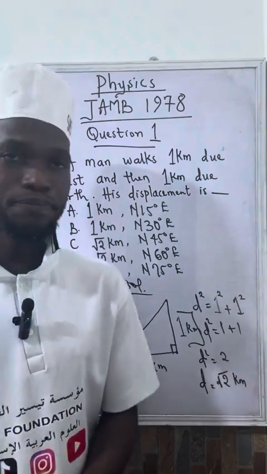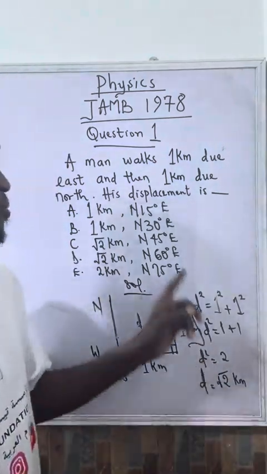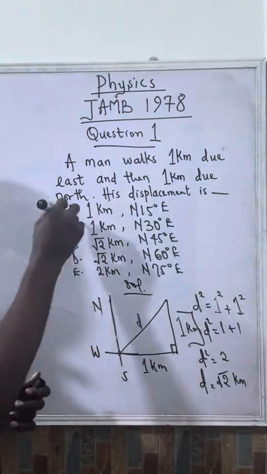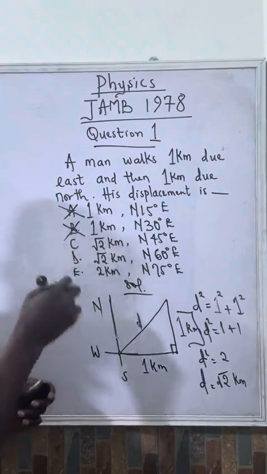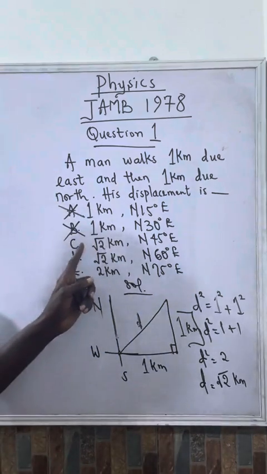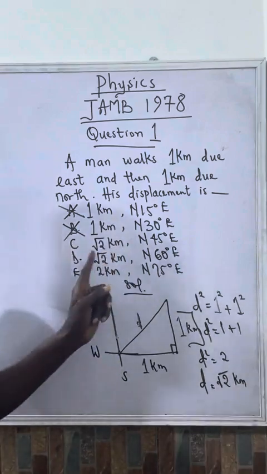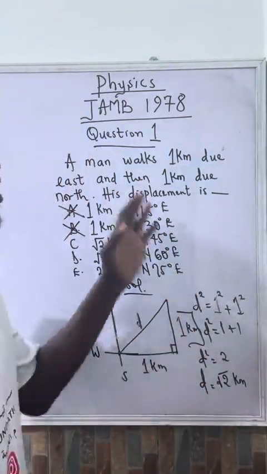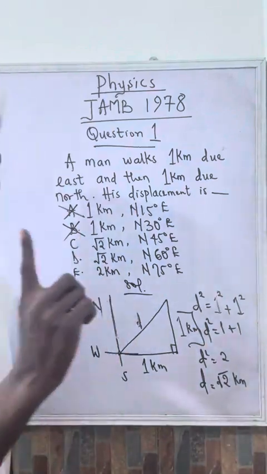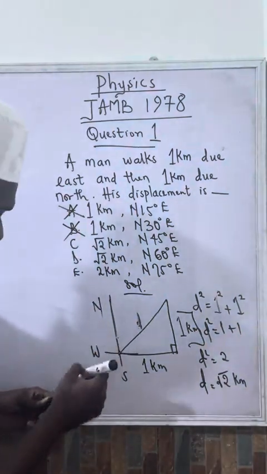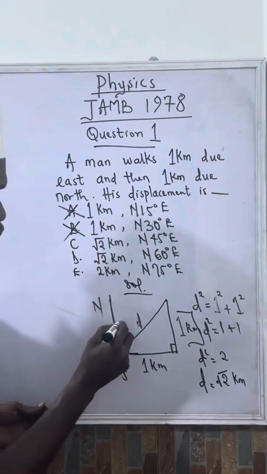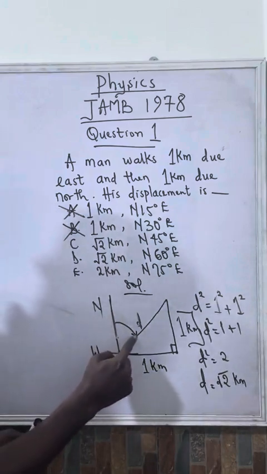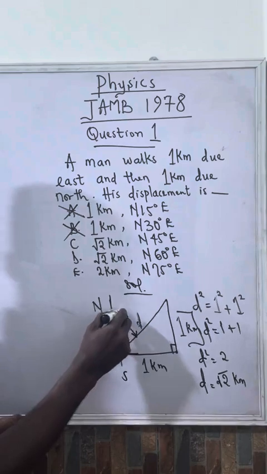So this is the magnitude of the displacement. If you check the options, you will see that option A cannot be the answer, and B can also not be the answer. We need the one with root 2 kilometers. So the answer is between C and D. We can't know yet until we calculate the direction. The direction of the vector is the angle from north to the line of the vector. If you calculate the angle from here to here, that gives us the direction.